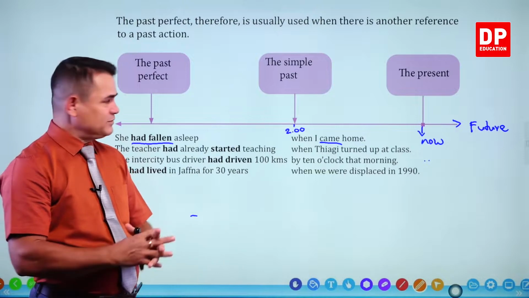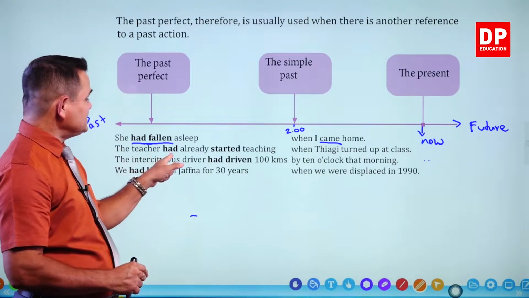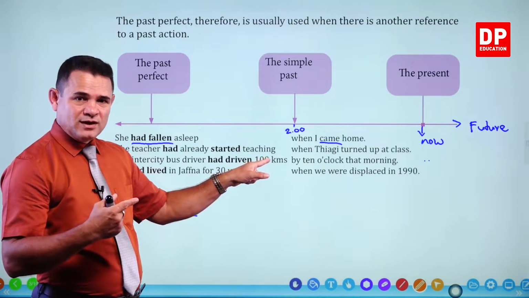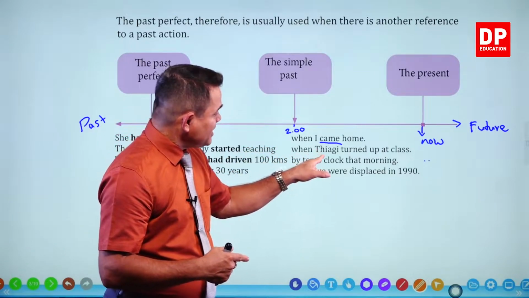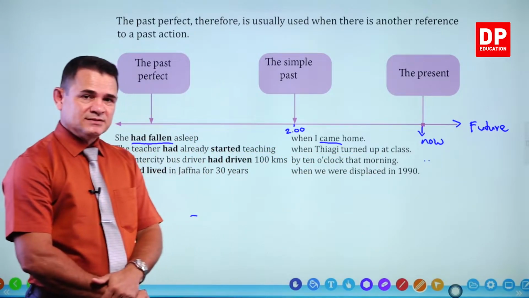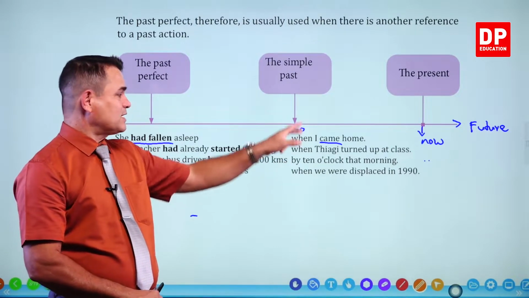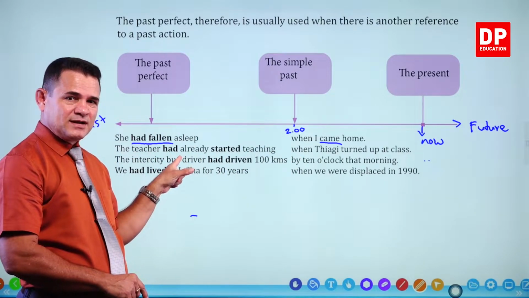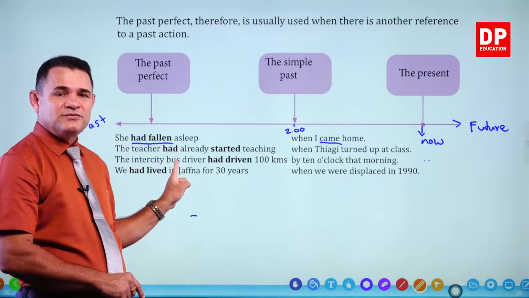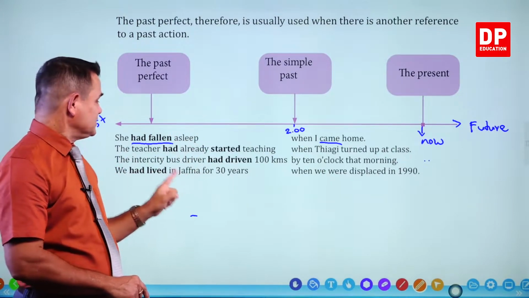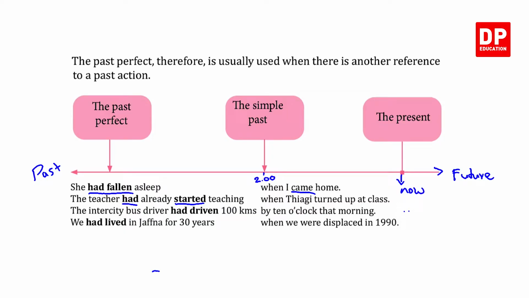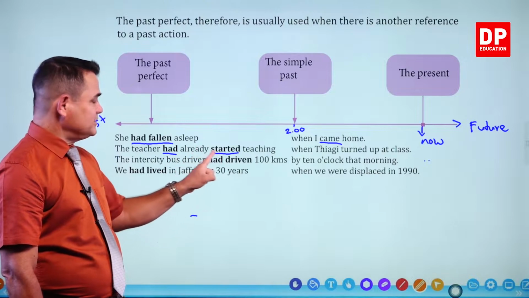Right? If you take the next example, the teacher had already started teaching. Teacher උගන්වන්න පටන් අරගෙන තිබුණා when Tyagi turned up at class. එයා class එකට එනකොට, අපි හිතමු class එකට ආවා, ඊට කලින් teacher උගන්වන්න පටන් ගත්තේ. එහෙනම් ඒක කියන්නේ past perfect tense. Teacher had started. Here had started. So had started. That is past perfect. Had fallen asleep. Had started.